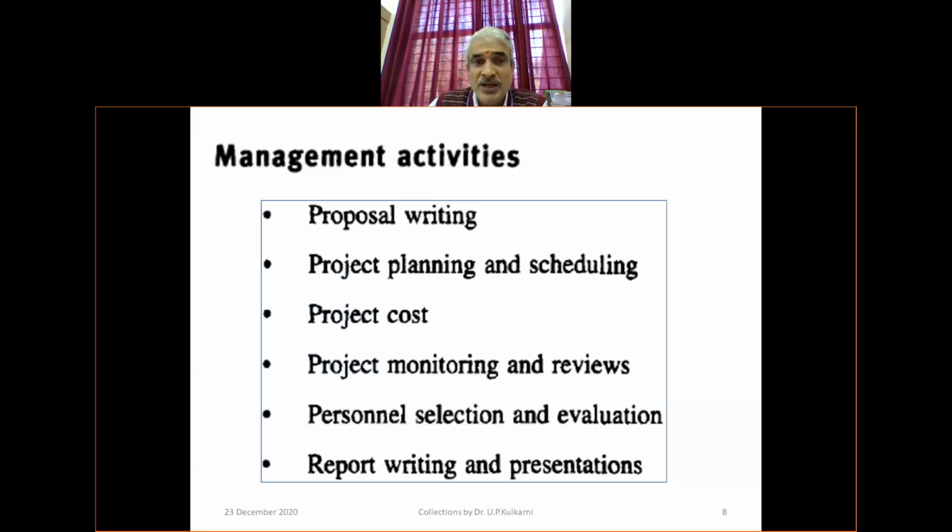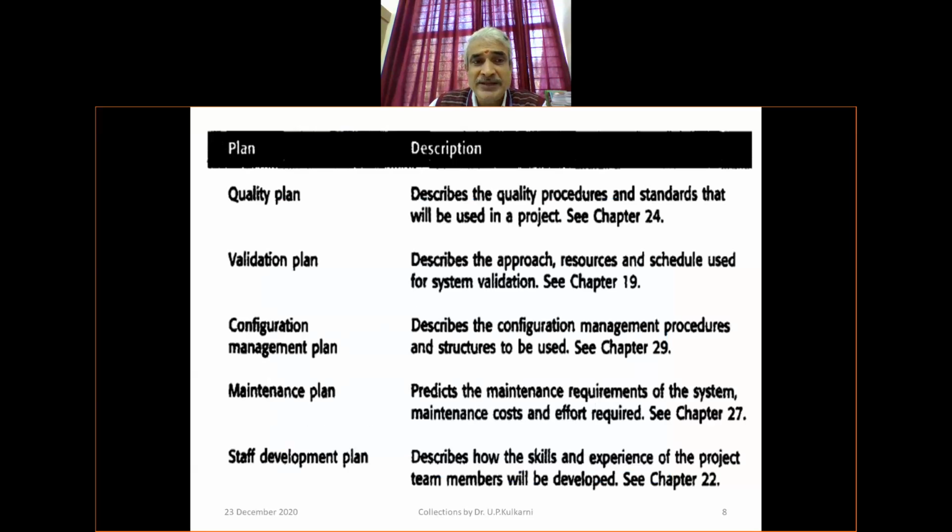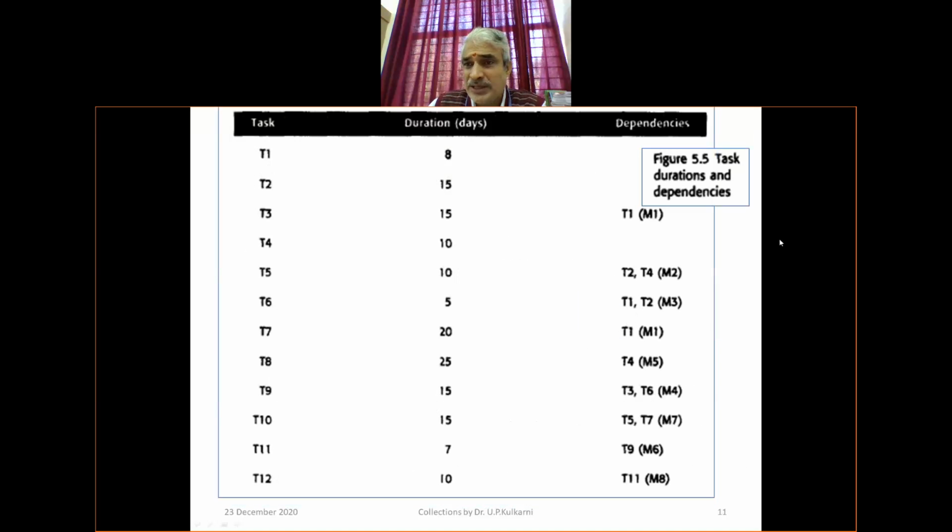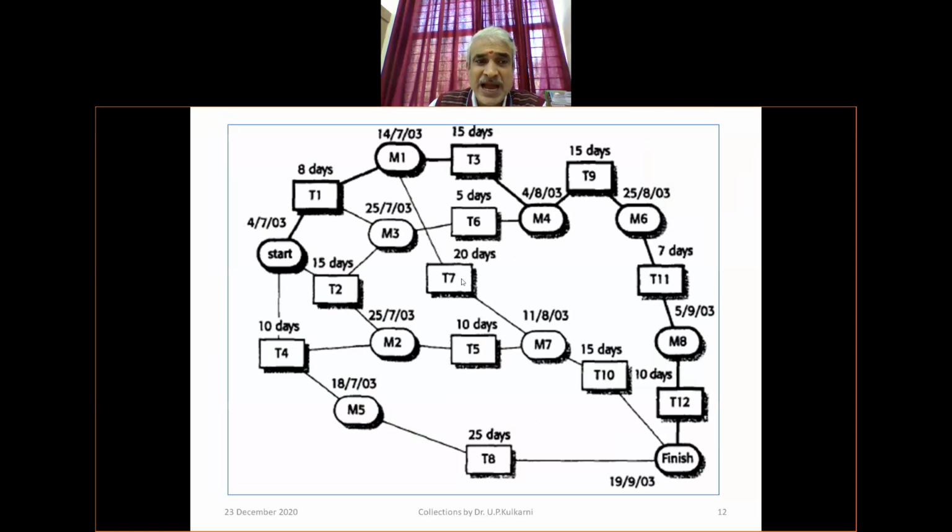As I told you in the last class, the project management activity includes proposal writing, project planning and scheduling, cost estimation, monitoring and reviews, all these things. It gets into theoretical stuff. And here is one important thing. For your project, please try to identify different tasks T1, T2, T3, the duration that is required, and dependencies. So identify the various tasks and the dependencies, the duration required in days, and draw the graph showing this. And here there are two things.